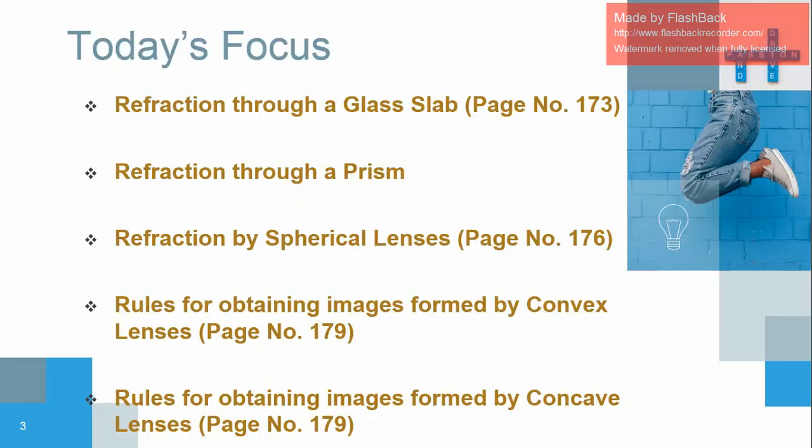Good afternoon, students. Today we will discuss the 5 topics related to the refraction of light. The topics are refraction through a glass slab and prism, refraction by spherical lenses, and rules for obtaining images formed by convex and concave lenses.